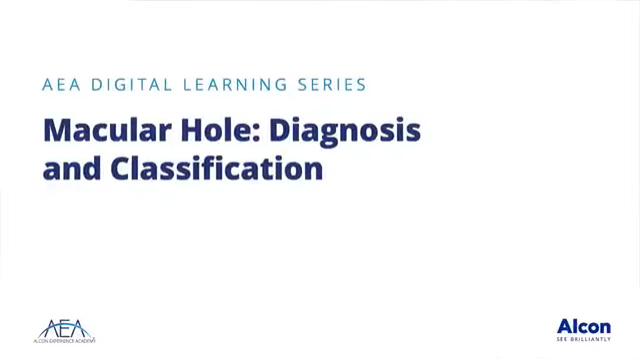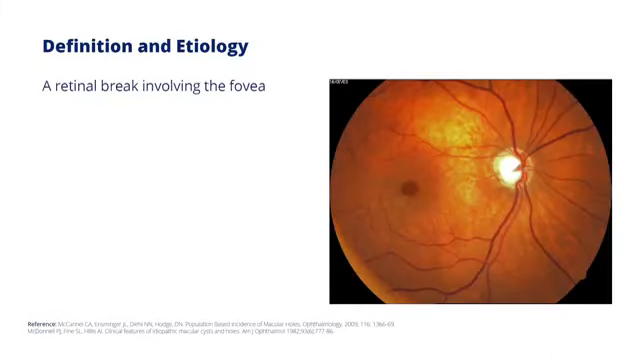Hello. Macular holes are a commonly encountered cause of visual impairment. Over the next few minutes, we'll be discussing some updates in the diagnosis and classification of macular holes. A macular hole is a retinal break located in the fovea.